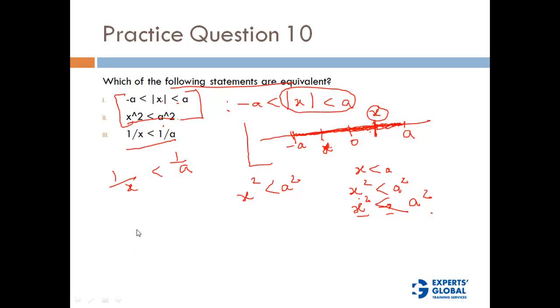1 by x less than 1 by a. We don't really have any good way to compare this inequality with the other two inequalities, because the other two inequalities we are able to plot on a number line, whereas here we are not able to do anything. So this inequality may hold true or may not hold true, but that is not the question. We are just asked to find out which of these two are equivalent inequalities. So our answer is A and B, 1 and 2.